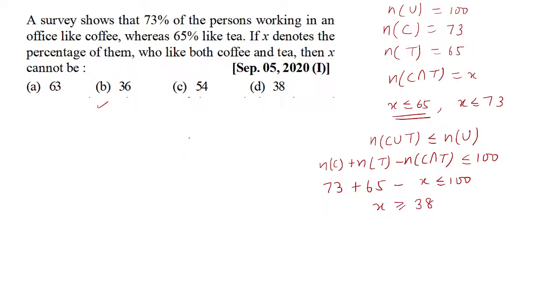Yes, Sanjeev, you're right. I suppose you are the only one who has given an answer till now. So B is the correct answer. X has to be greater than equal to 38, so that means X cannot be less than 38. So B is the correct answer. I hope it is clear.